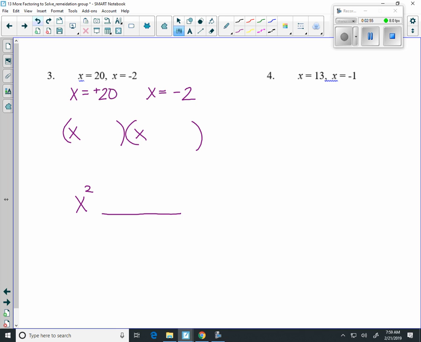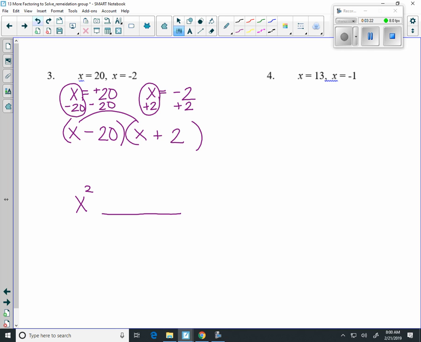So if it's positive 20, to get it back over with my x, I'm going to subtract it. So what goes in my parentheses there is x minus 20. And if I have x equals negative 2, to get the negative 2 back over with the x, I'm going to add 2 to both sides. So there's your factor form. Switch those signs to cross the equal sign. And now I'm going to double distribute.